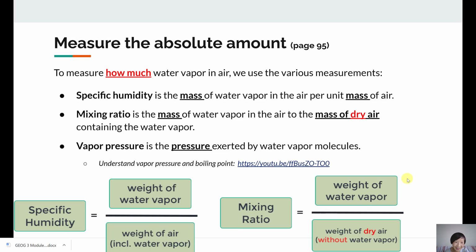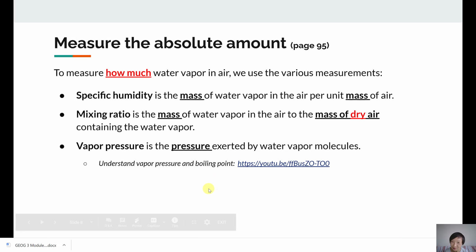You will see the difference. Okay, and the water pressure is the pressure exerted by water vapor molecules in the air. So air is a mixture of different gases, right? The water vapor is one of them, and air can give you pressure. You learned that from module 3, right? And the vapor pressure is just the share of pressure from water vapor, and this water vapor directly influences our boiling point. So this video has an explanation.